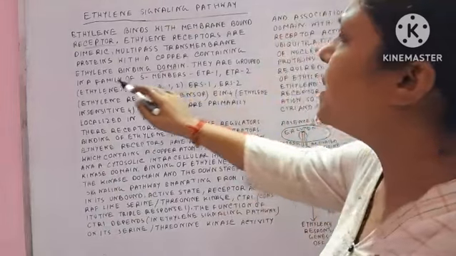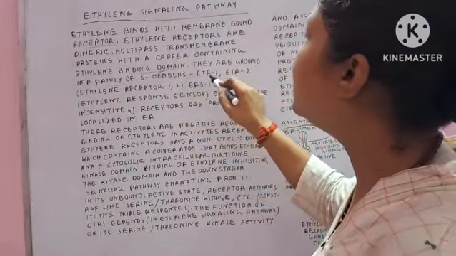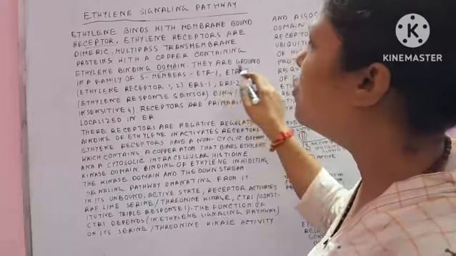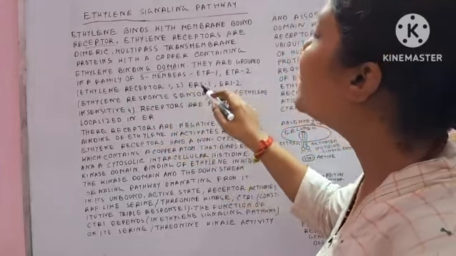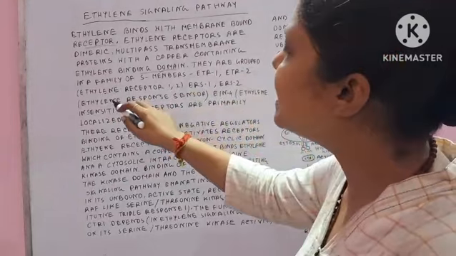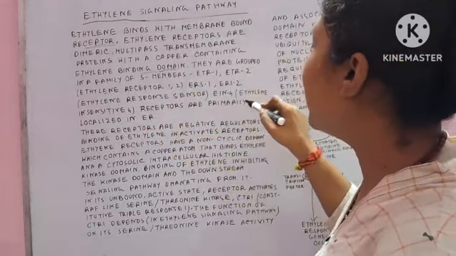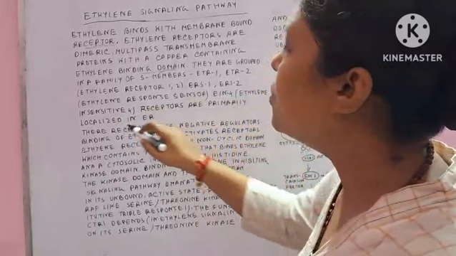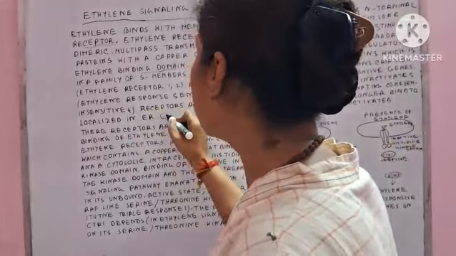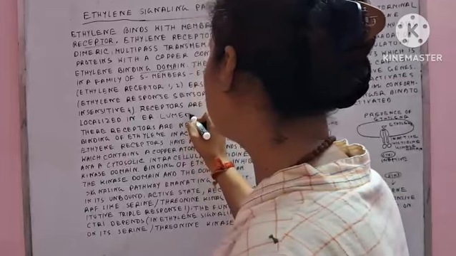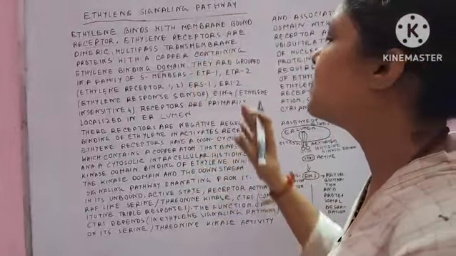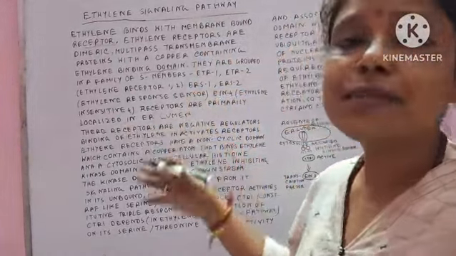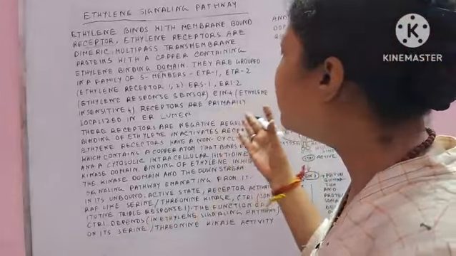And they are grouped in a family of five members. These are some examples: ETR1, ETR2, the full form is ethylene receptor 1 and 2, ERS2, that means ethylene response sensor, and EIN4, that means ethylene insensitive 4. These receptors are primarily localized in the ER lumen. These receptors are present in the ER lumen, and generally they are negative regulators.